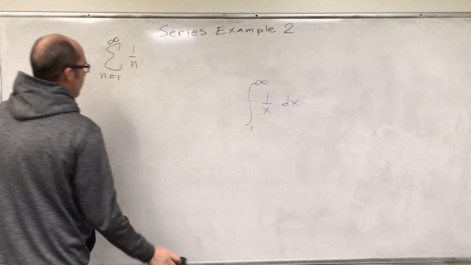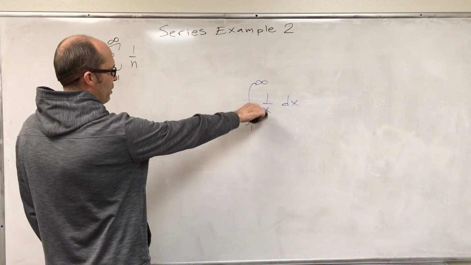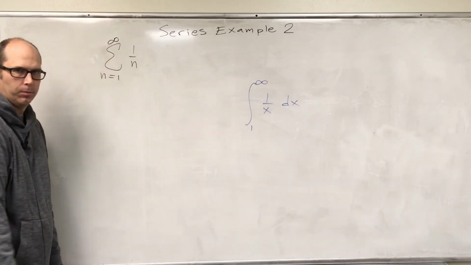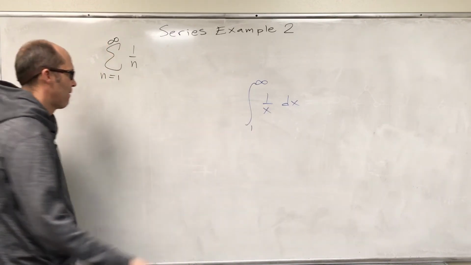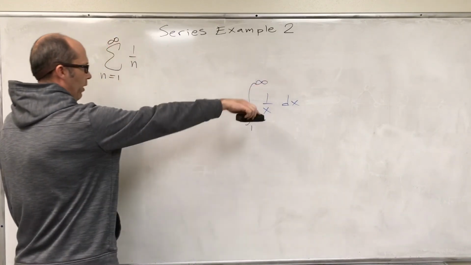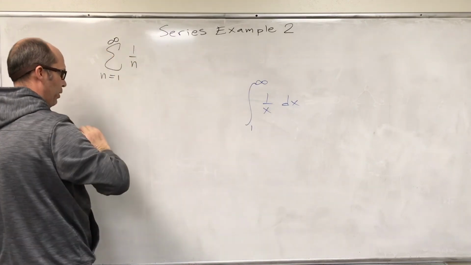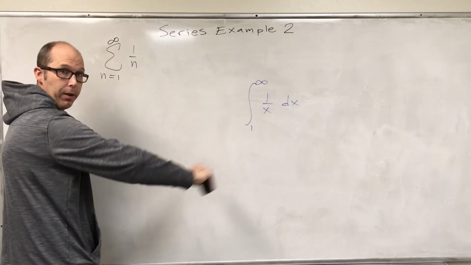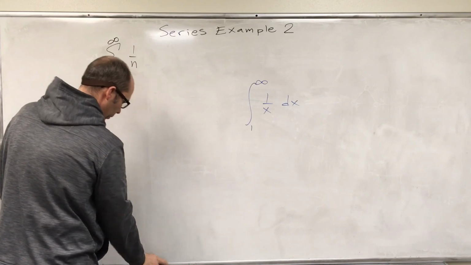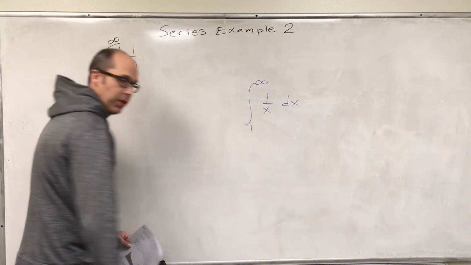So what we're going to do is look at convergence or divergence of this. And we'll see that it diverges. Since this diverges, we know that diverges. And that all has to do with the area. I'll save that for the next video.